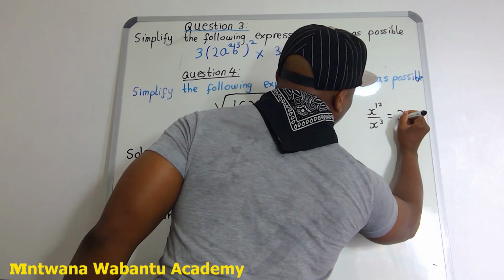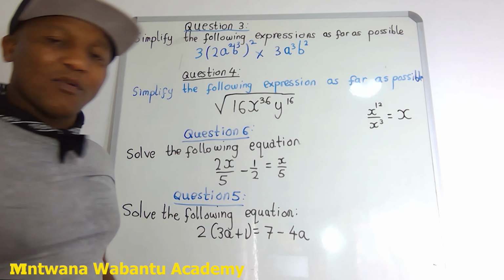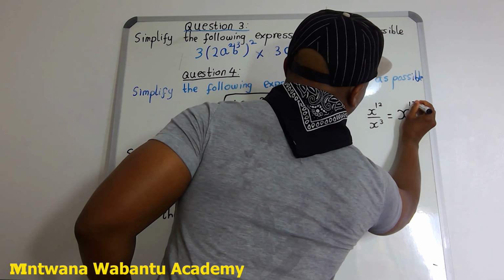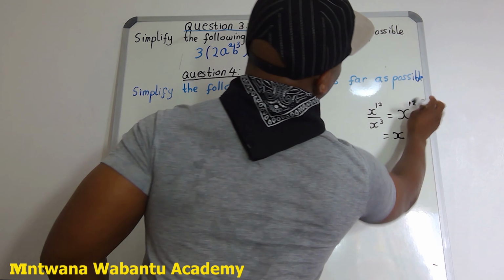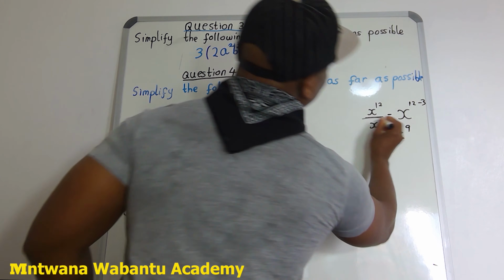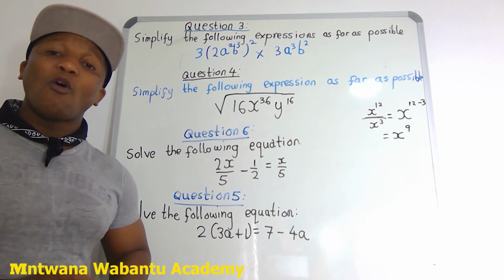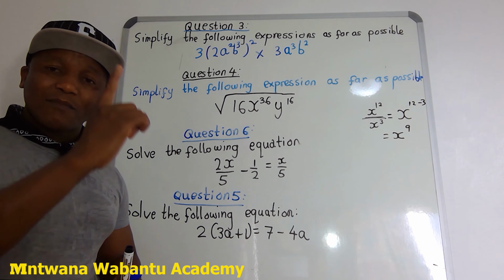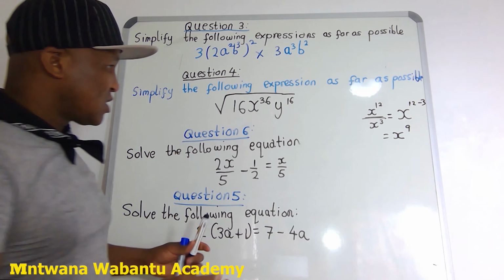So I'm going to write only a single x, and then what you do, take the top power minus the bottom exponent. 12 minus the bottom one, which is 3. So this is x to the power 12 minus 3, which equals 9. Why do we minus? Because it's the same base, but there's a division. So if it's the same base, I'm going to write only one base, and then you take the top power minus the bottom power. You know what I'm saying? So we got that one.